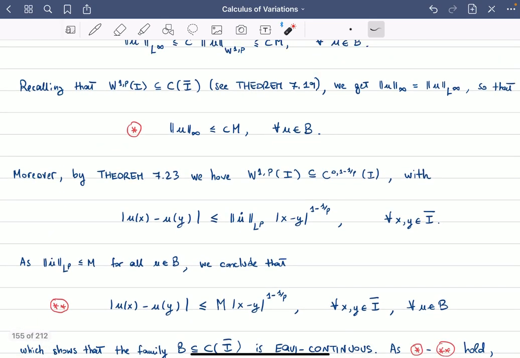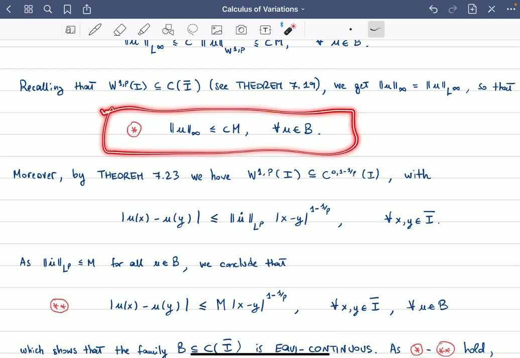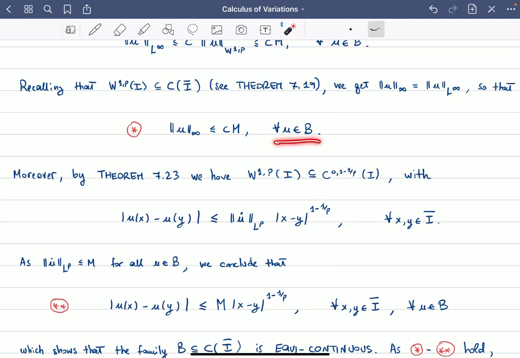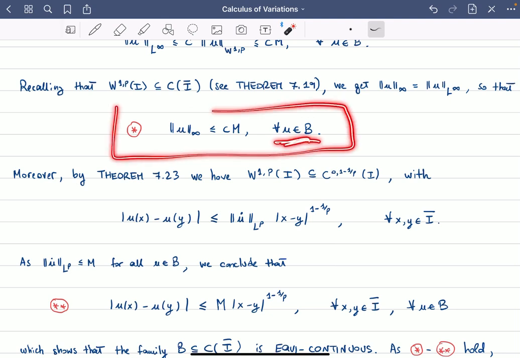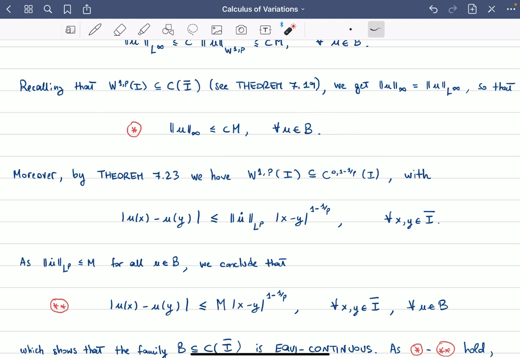The idea here is that we want to employ the Ascoli-Arzelà theorem that we stated in the previous class, in the previous hour. And so, as you can see, this estimate is already telling you that the family U in B is bounded uniformly with respect to the infinity norm, and they're continuous. Now we just need to prove that this family is equicontinuous, and we do that by leveraging theorem 7.23.